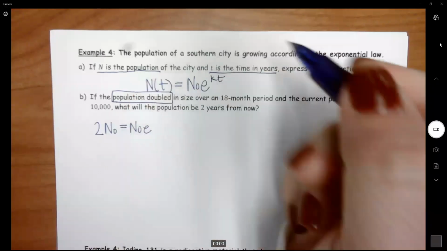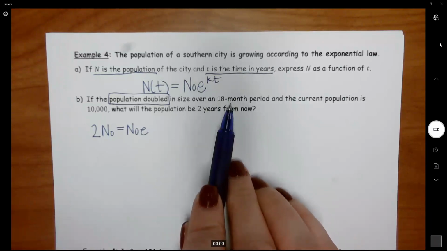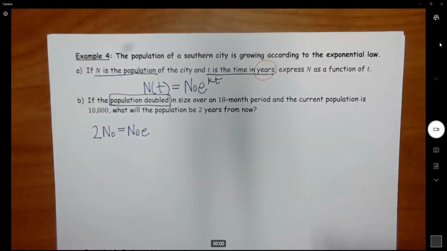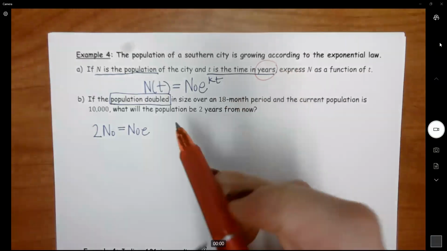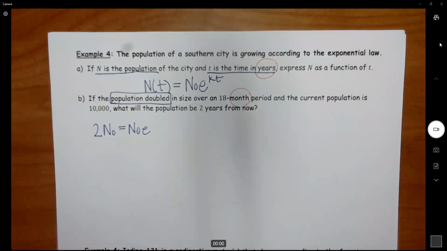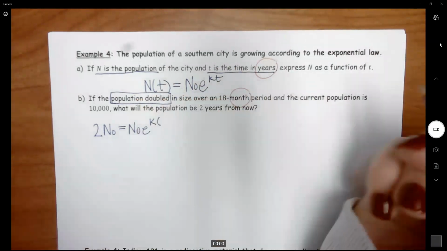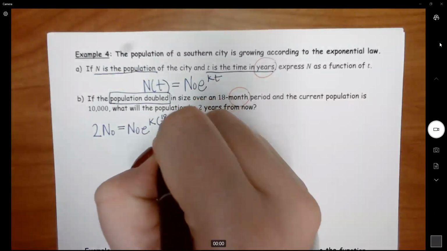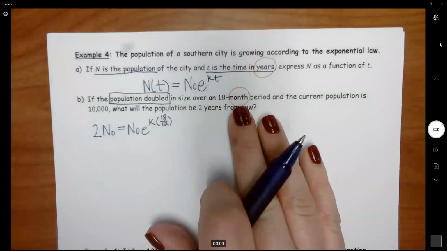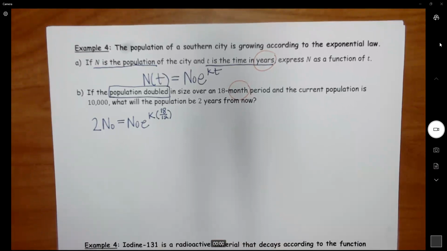The other thing, we have an E, we have to the KT power. The only thing I know is that it's doubling over an 18-month period. Now be careful here, because my time is in unit of years, and they are telling me that this is doubling in 18 months, not 18 years. So when I do to the KT power, which I don't know K, this is going to be 18 divided by 12. I've got 18 months, but it's in unit of years, so I need to divide that by 12 to get 1.5 years, right?